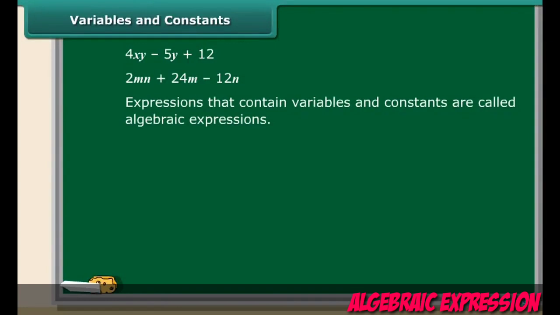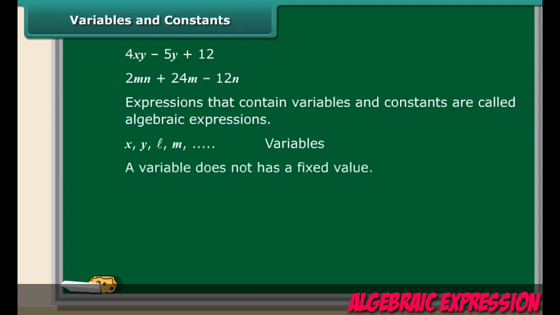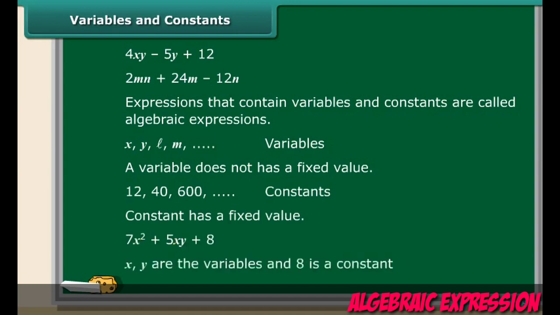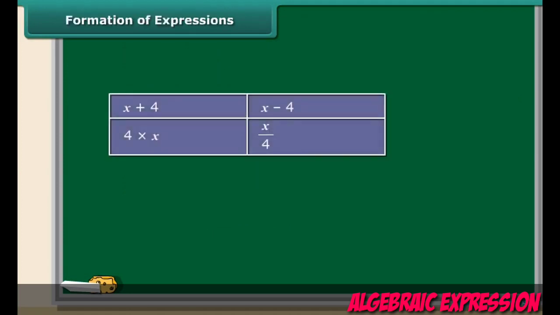The letters such as x, y, l, m, and so on are used to denote variables. So a variable can take various values and its value is not fixed. On the other hand, a value that does not change is a constant. So in an equation 7x squared plus 5xy plus 8, x and y are the variables and 8 is a constant. Algebraic expressions are formed by combining variables and constants with the help of addition, subtraction, multiplication, and division.